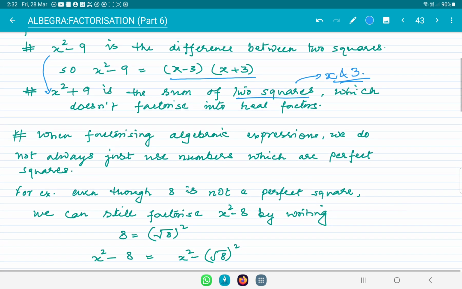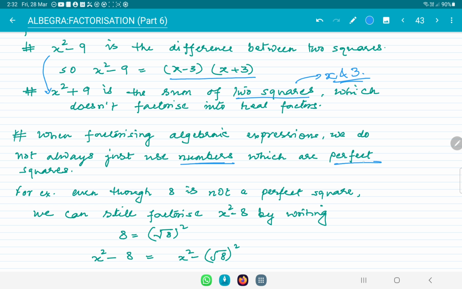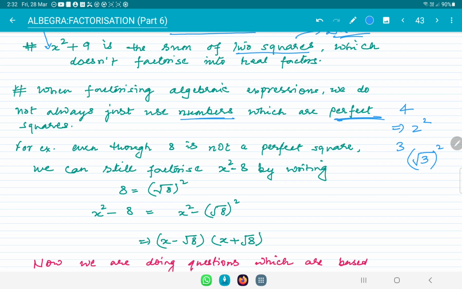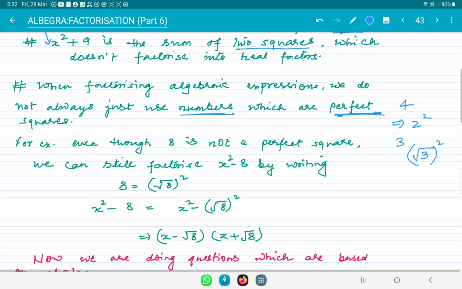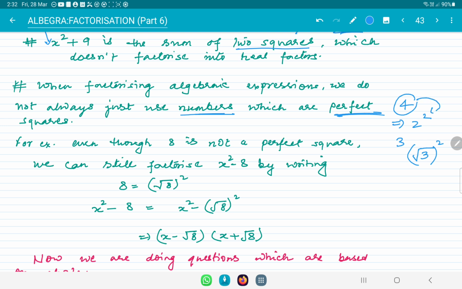Next, when factorizing an algebraic expression, we do not always just use numbers which are perfect squares. Meaning if they give you 4, we can take it as 2 square. But if they are giving you 3, how will you manage? You can write 3 as root 3 whole square, because as we know root 3 whole square is 3. This I will explain further.